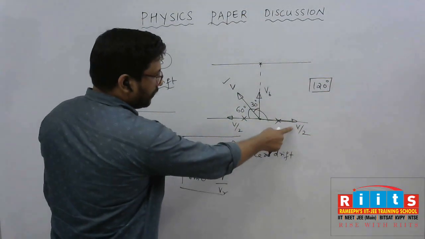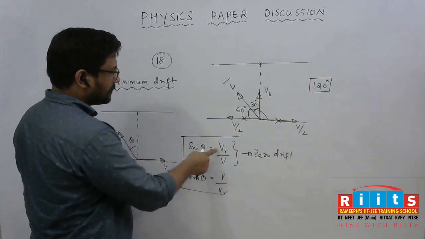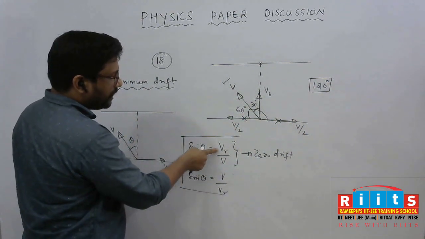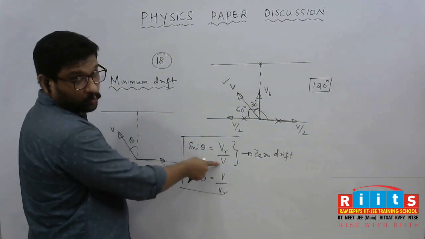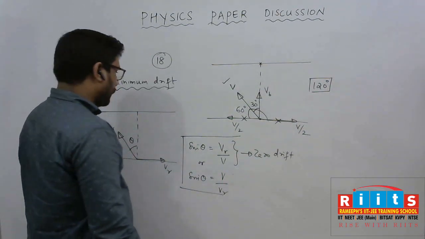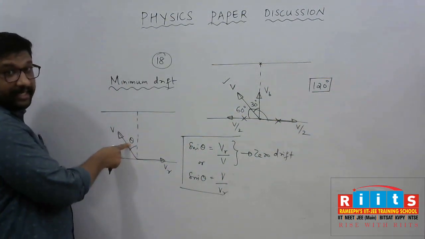You have to select one possible value out of these two. Here, the river velocity is V by 2, so you can substitute V by 2 here, and the boat velocity is V. So V by 2 by V is 1 by 2. So what will be theta? Sine 30 is 1 by 2, so theta will be 30 degrees.